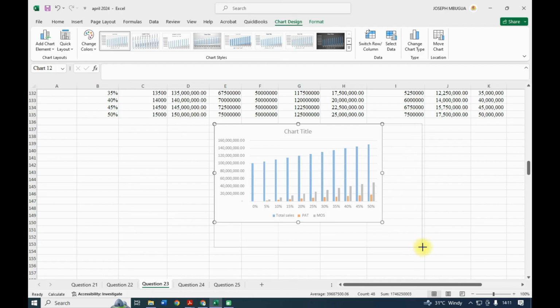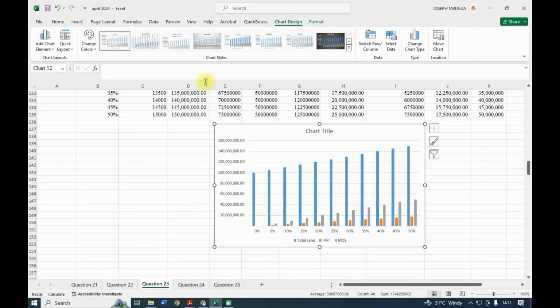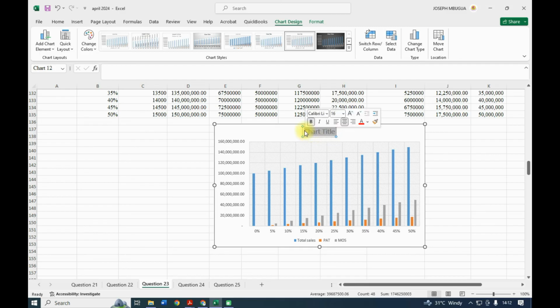Yeah, and just expand it. And let me deal with this one. And our chart title, you can have the margin of safety. Let me just call it that way. Margin of safety chart.